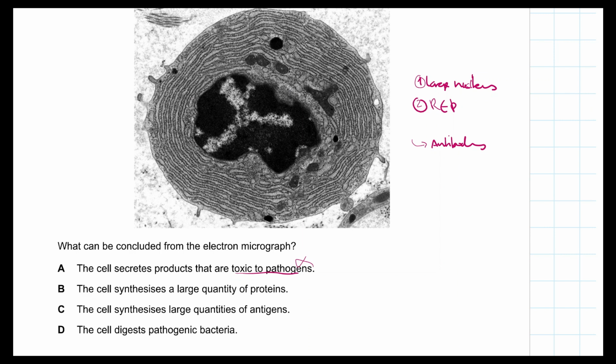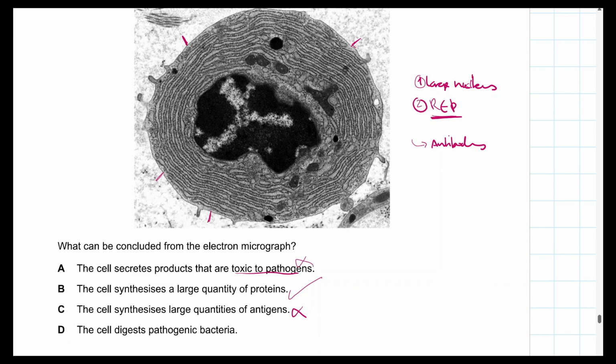Now for B, the cell synthesizes a large quantity of proteins. Yes, this is correct because as we can see here, the rough endoplasmic reticulum, there's a lot, and the large nucleus gives an indication that a lot of transcription and translation takes place here. Therefore, a lot of protein synthesis takes place here to provide the antibodies. Therefore, this is totally correct. C, the cell synthesizes large quantities of antigens. Now, this is totally incorrect. Antigens are found outside, and you do not really need large quantities of antigens. Therefore, this is totally incorrect.